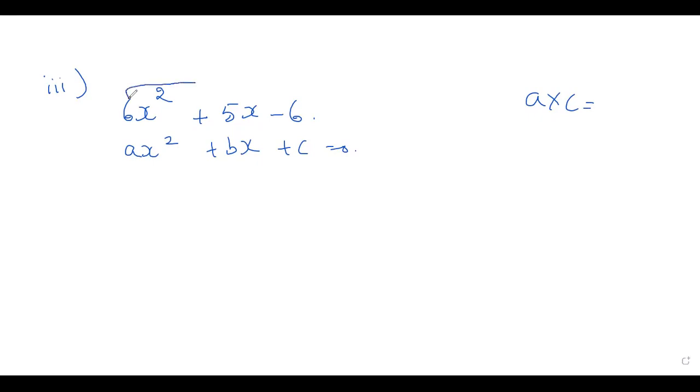Third one, 6x square plus 5x minus 6. Okay, ax square plus bx plus c is equal to 0. What is a into c here? That is 6 and minus 6. 6 into minus 6 is there. So it is minus 36. What is b here? It is 5.